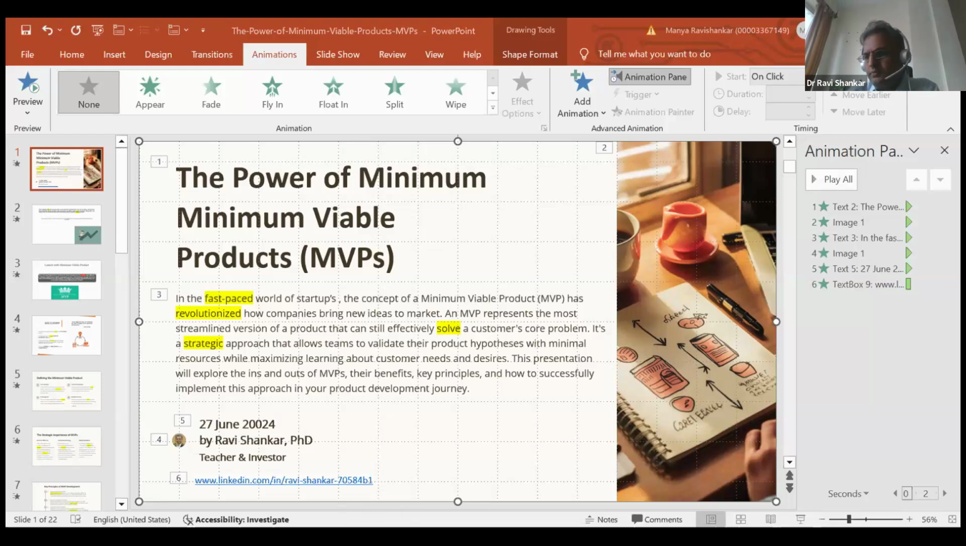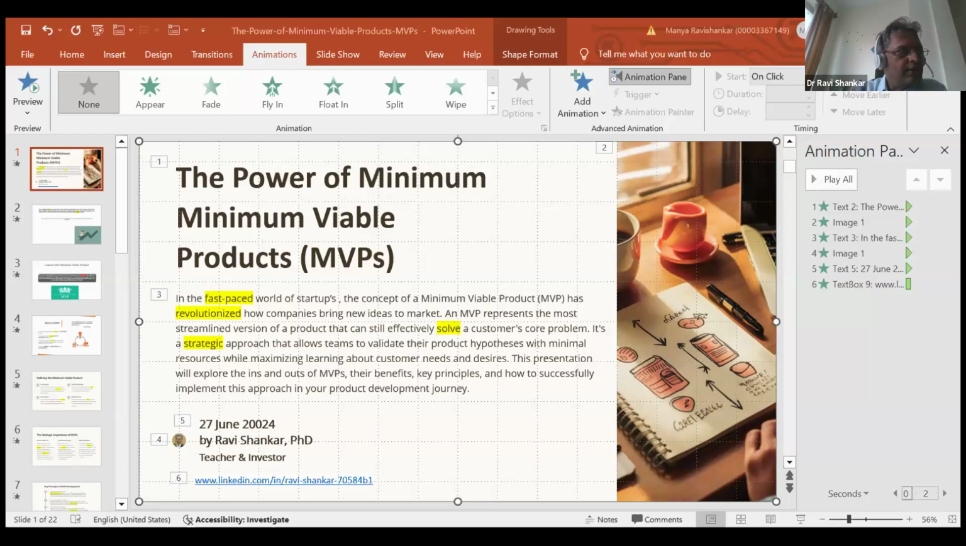The topic, I was given a free hand to choose whatever topic I thought was relevant. I chose minimum viable product as a topic because it's very fascinating, interesting, and very relevant as we speak. So the topic, therefore, is the power of MVP or MVPs.